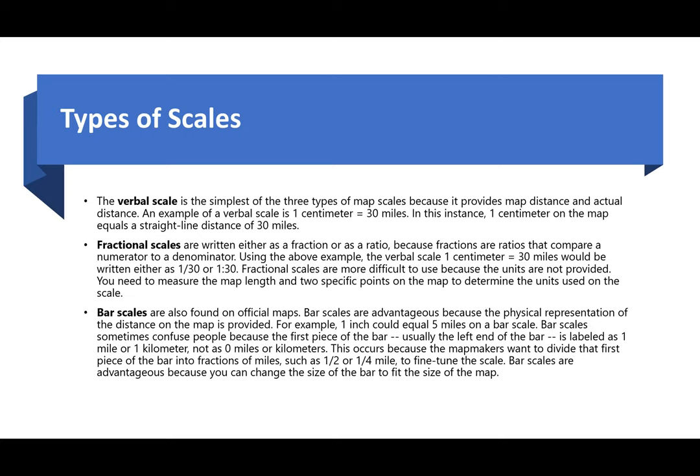Third is the bar scale, also found on official maps. Bar scales are advantageous because the physical representation of the distance on the map is provided. For example, 1 inch could equal 5 miles on a bar scale. Bar scales sometimes confuse people because the first piece of the bar, usually the left end of the bar, is labeled as 1 mile or 1 kilometer, not as 0 miles or kilometers. So again, that linear distance, but more of its labeling.